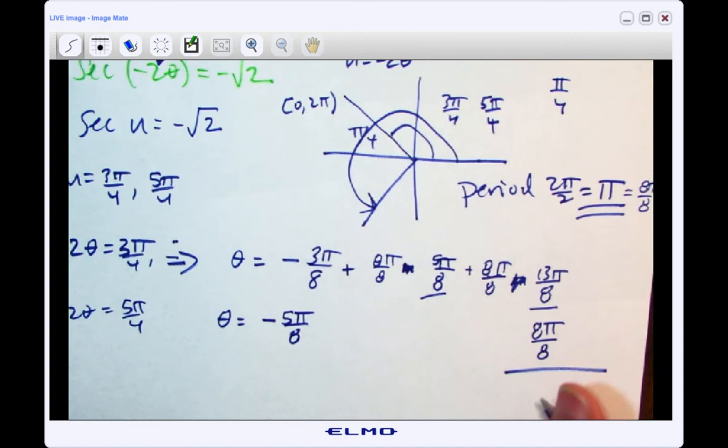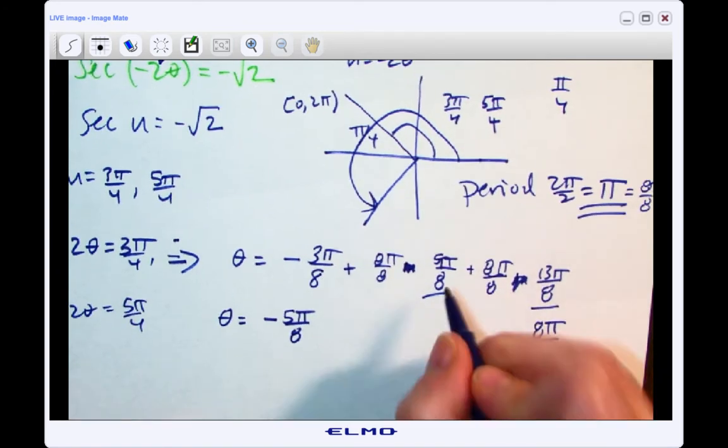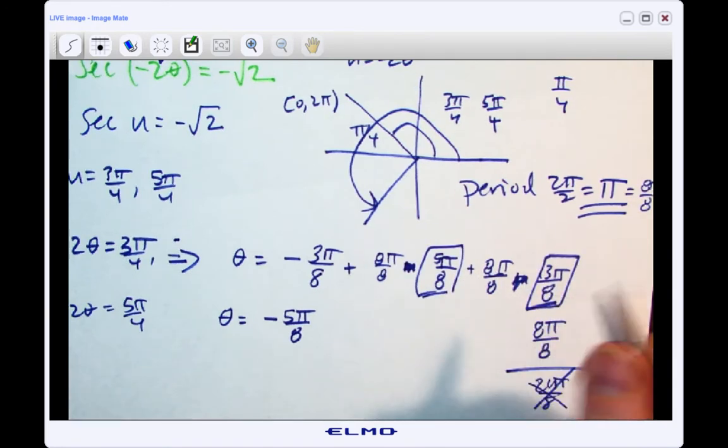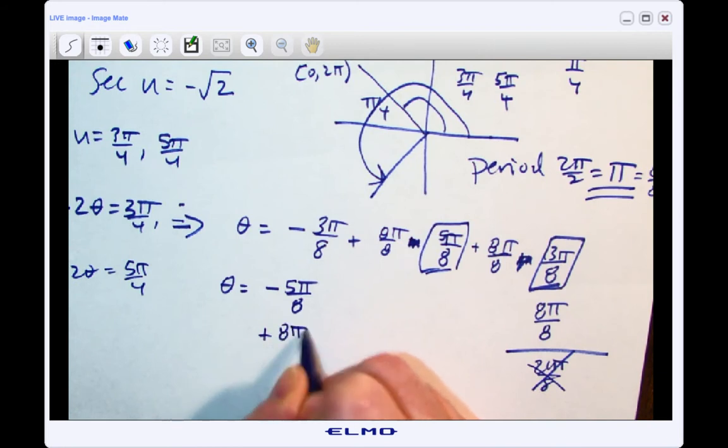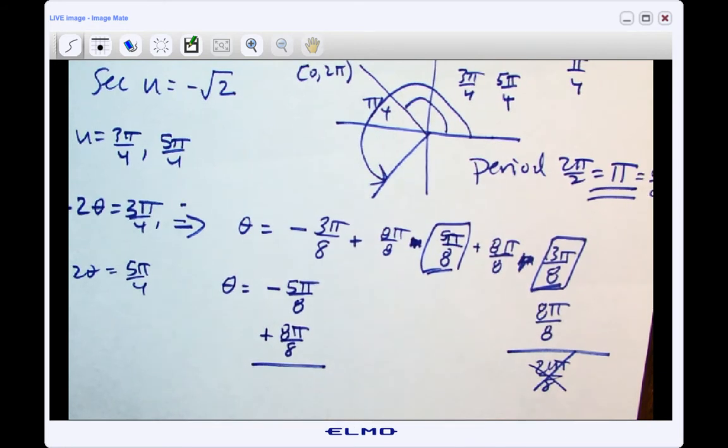Okay, 8 and 13 is 21 pi over 8, which is too big, right? So it's just this one and this one. All right, now I'm going to do the same thing here. I'm going to do my 5 pi over 8 plus 8 pi over 8. And that one is going to give me a 3 pi over 8.